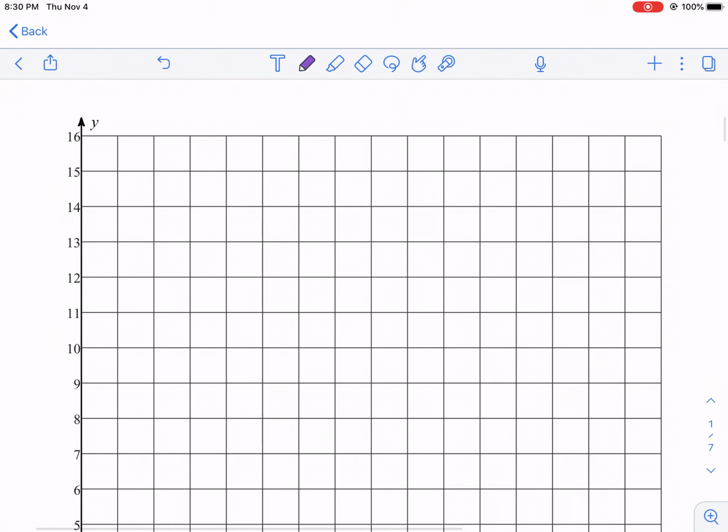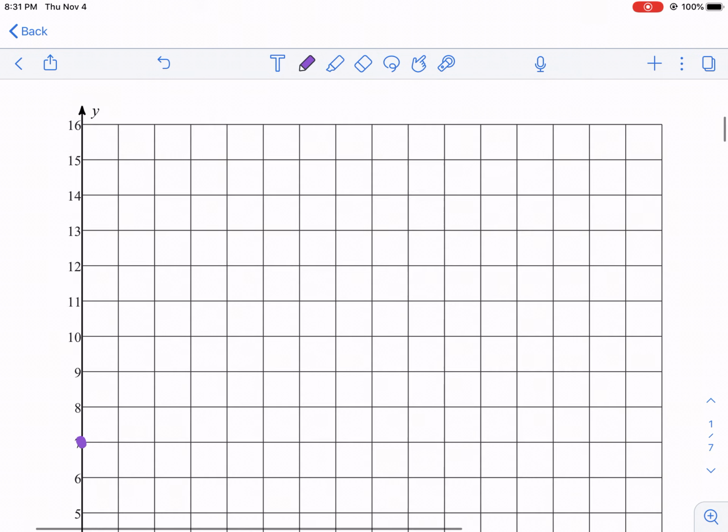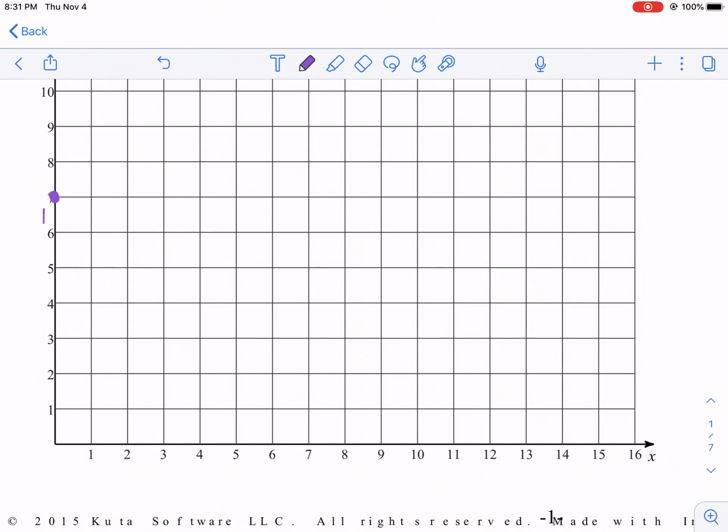So it's going to start with 7, that's our y-intercept. Okay, and I'm going to go down 1, that was my rise, and then over 2. Okay, just as a quick reminder. And then I can connect my dots.